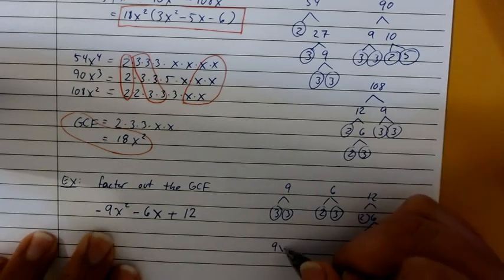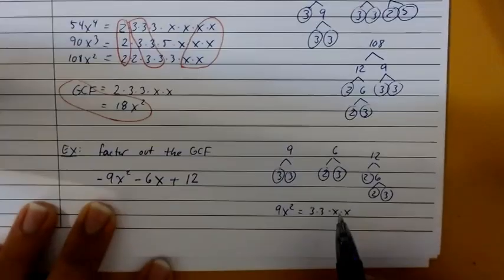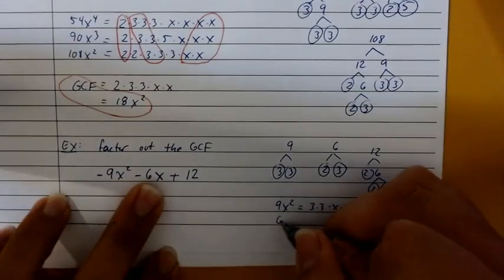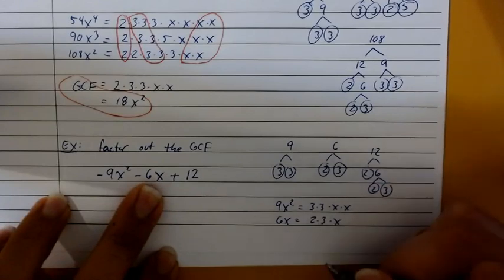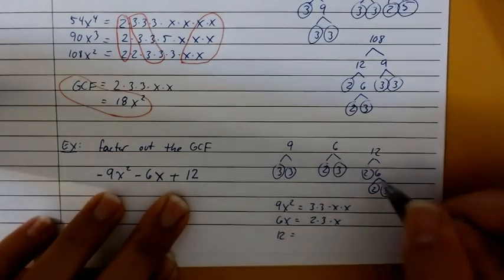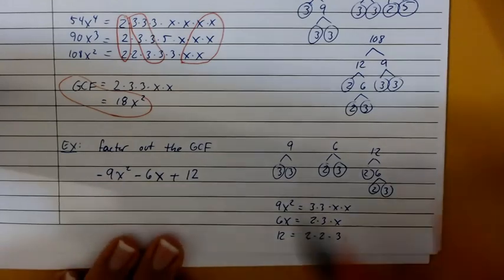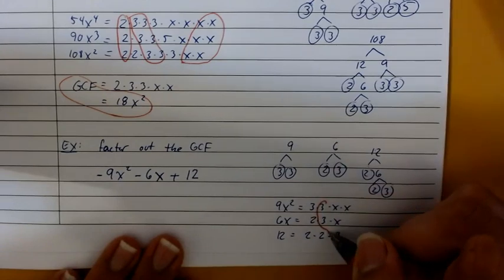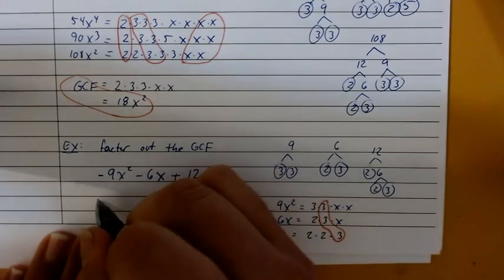So our 9x squared, that's 3 times 3 times x times x. Our 6x, that's going to be 2 times 3 times x. And our 12 doesn't have a variable. It's just 2 times 2 times 3. And the only thing they have in common is the number 3. Notice these don't have a common x, which is fine. You don't have to have any common variables, just whatever you have in common. All right? So right here, what we want to do is factor out the number 3.